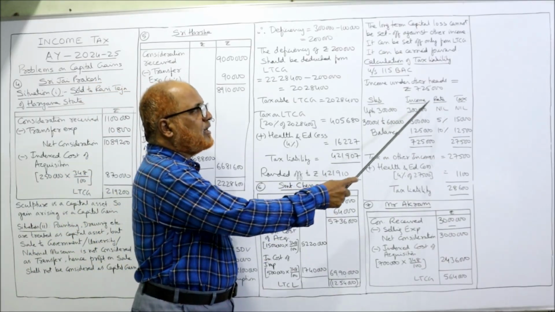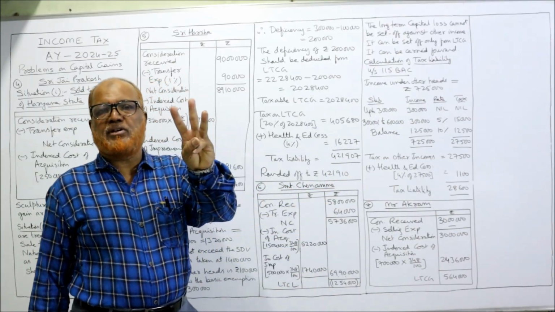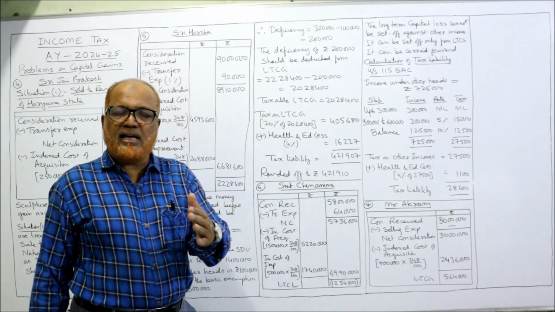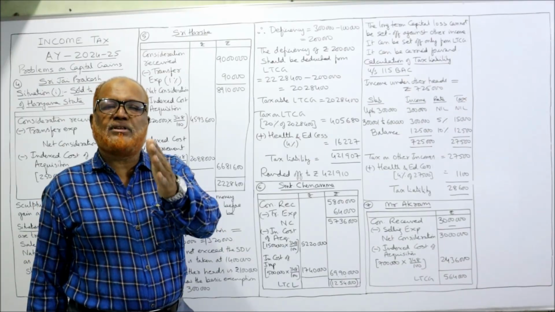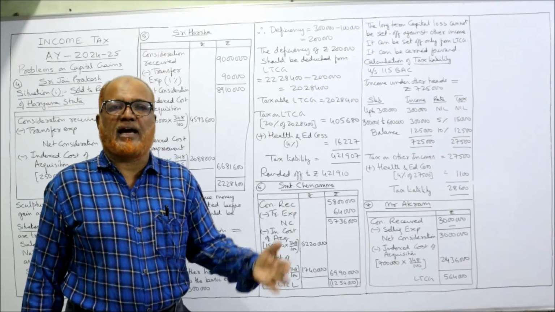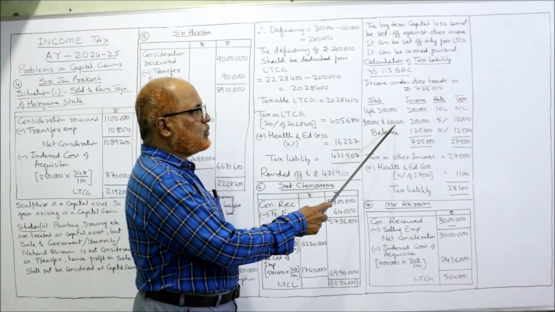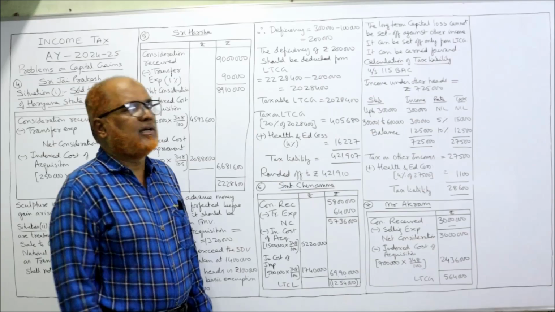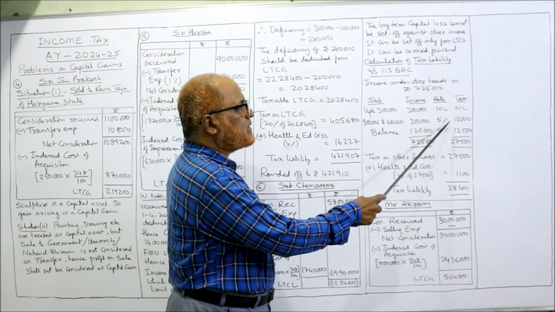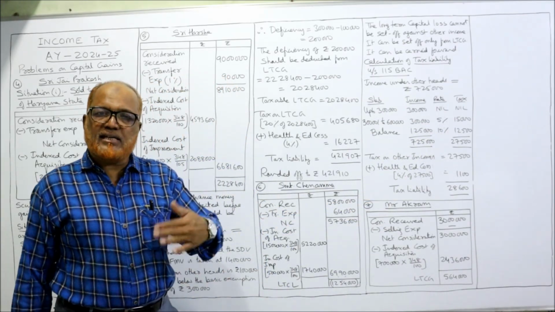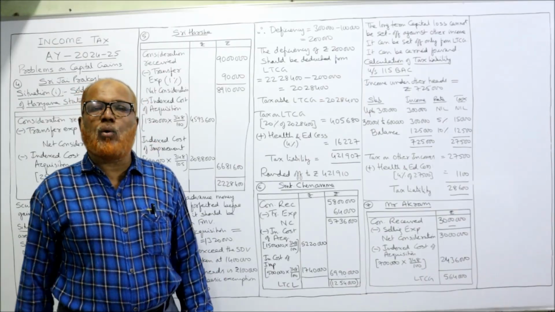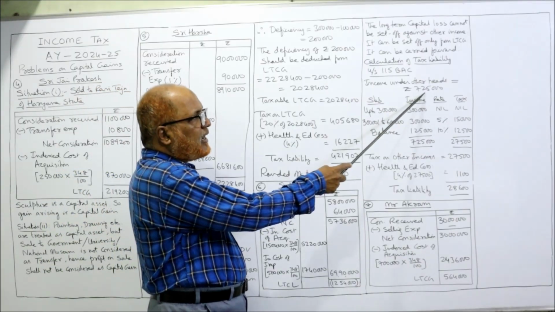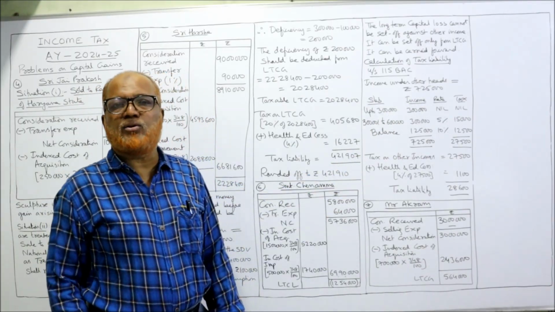So the slab income rate tax: the basic exemption limit is 3 lakh. Up to 3 lakh, no tax. The next slab is from 3 lakh 1 to 6 lakh. From 3 lakh 1 to 6 lakh, 3 lakh is the income, and 5% is the tax rate. So 3 lakh into 5% gives you 15,000. The next slab goes from 6 lakh 1 to 9 lakh. But our income is not going up to 9 lakh. Our income is only 7 lakh 25,000.